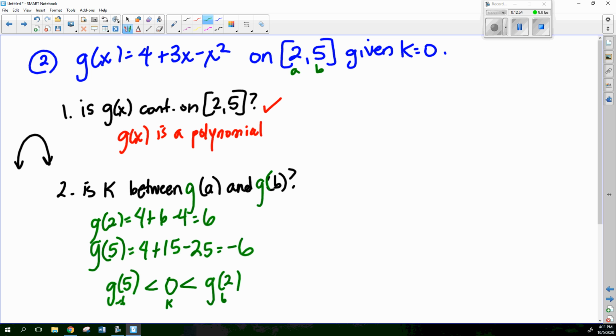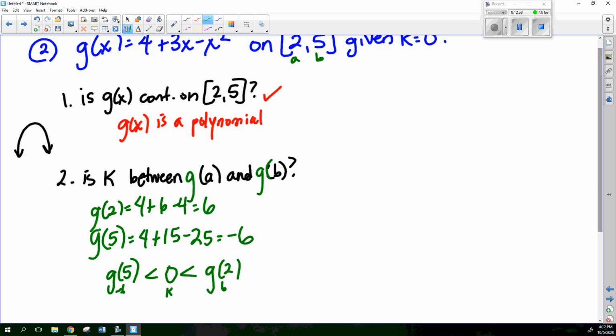Okay, and so as long as we can do both of those things, then we can say, therefore, IVT applies. Okay, and that was the first thing I asked you. Does IVT apply on the closed interval? Then I asked you, if it does apply, I want you to find the value of C guaranteed by the theorem.